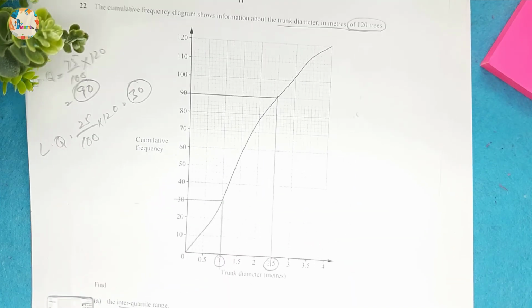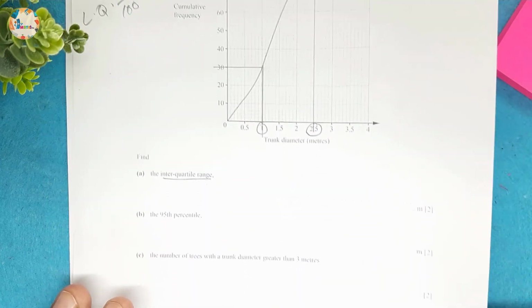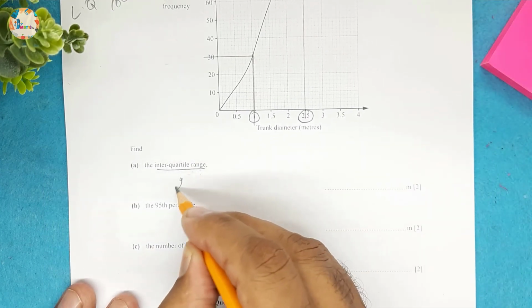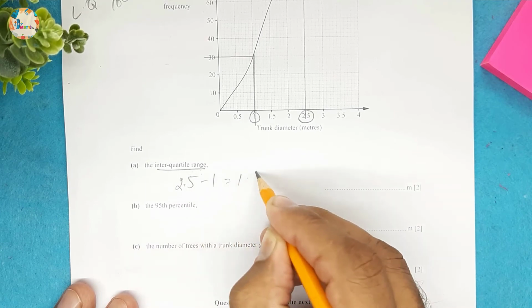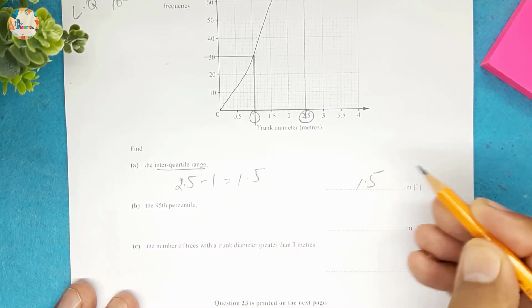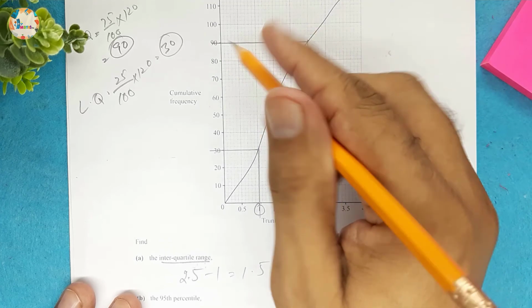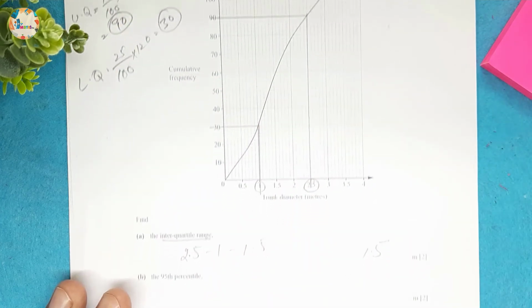So 2.5 minus 1. Interquartile range will be 2.5 minus 1, which is equal to 1.5. So 1.5, we'll have to show these references and this calculation, everything we have to show.